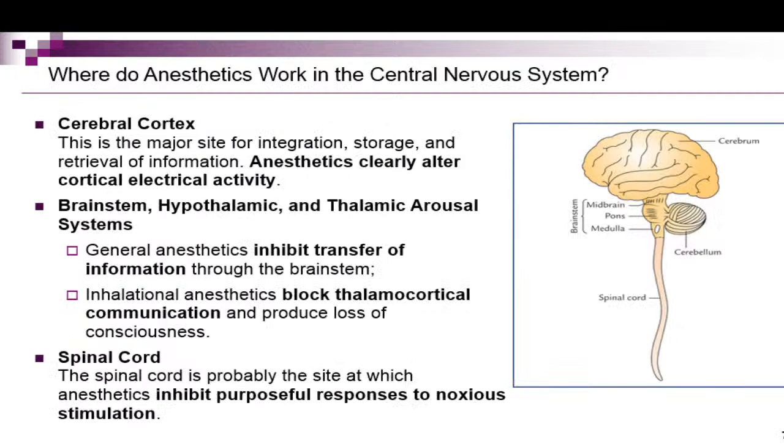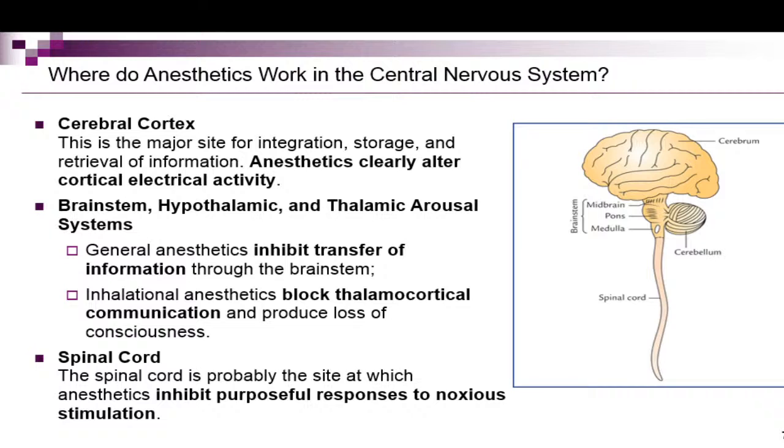Where do anesthetics work in the CNS? First is the cerebral cortex. This is the major site for integration, storage, and retrieval of information. And anesthetics clearly alter cortical electrical activity by means of factors of mechanism of development of the narcosis.